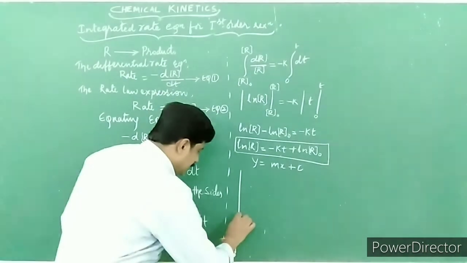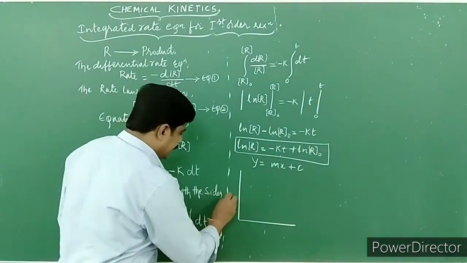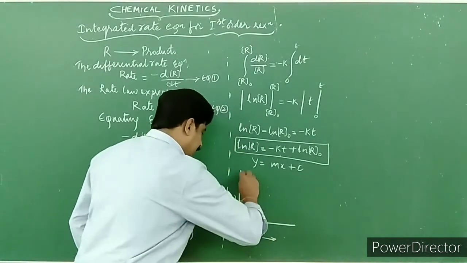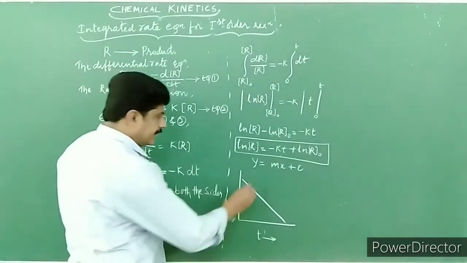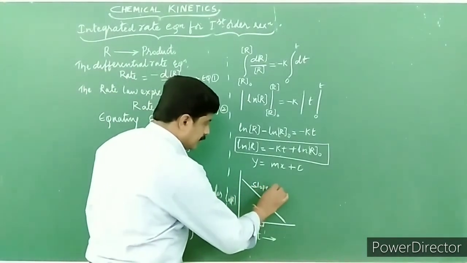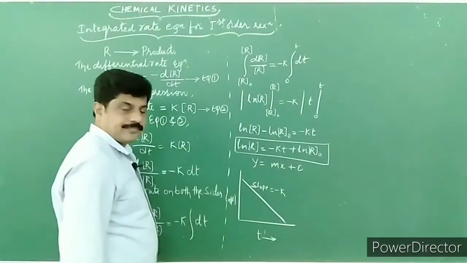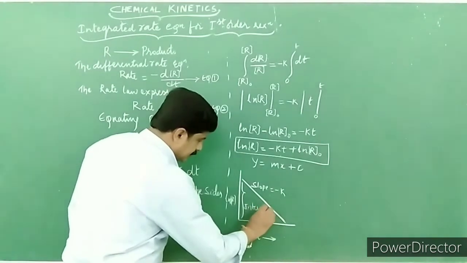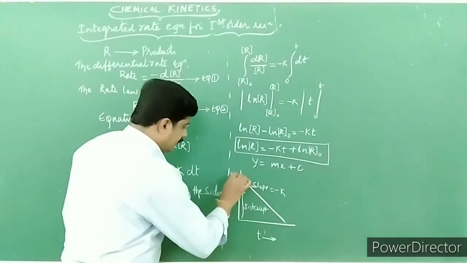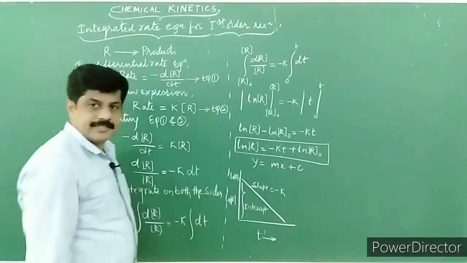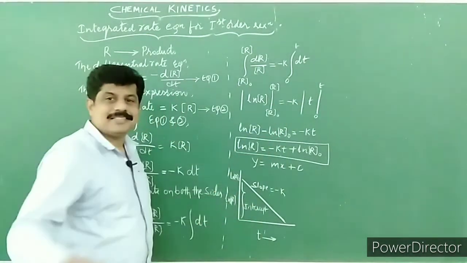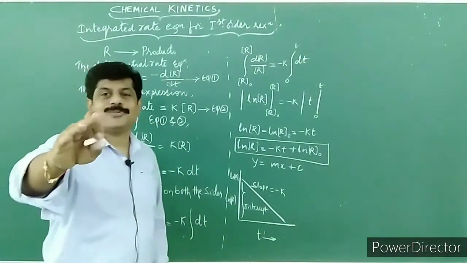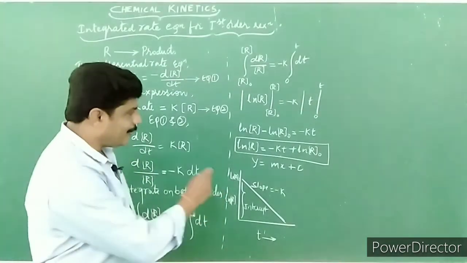Look at it, children. I'll take here ln R, and versus time t, I'm going to get a straight line like this. And we can write slope is equal to minus k, whereas intercept I'll write as ln R naught. Is it not? So what does it mean? Children, it means that as the time progresses, concentration of the reactant also decreases. That you need to understand by application.